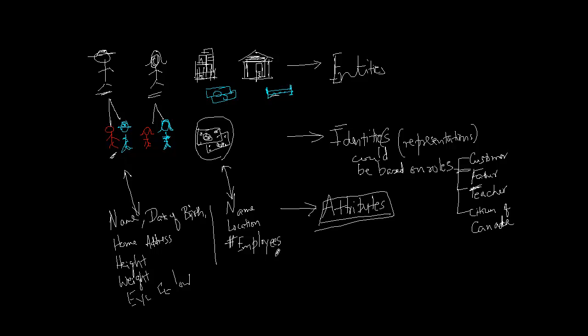So with that, that's the primer on basic identities, understanding the relationship between entities, identities, and the fact that identities have attributes, are described by attributes. This becomes the primer, this becomes the foundation for understanding identity management systems.